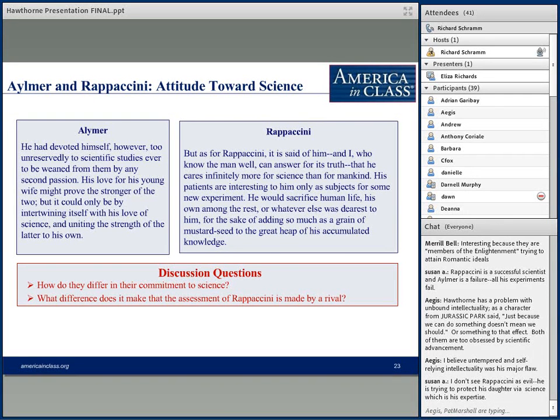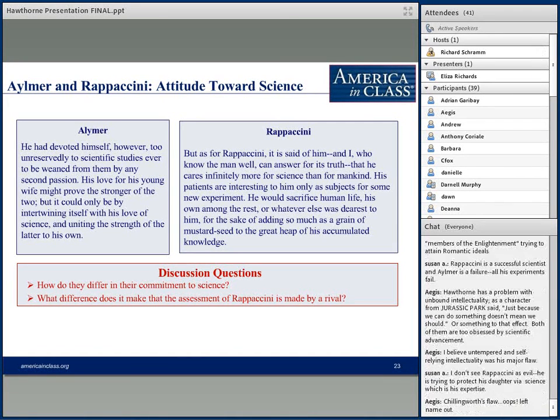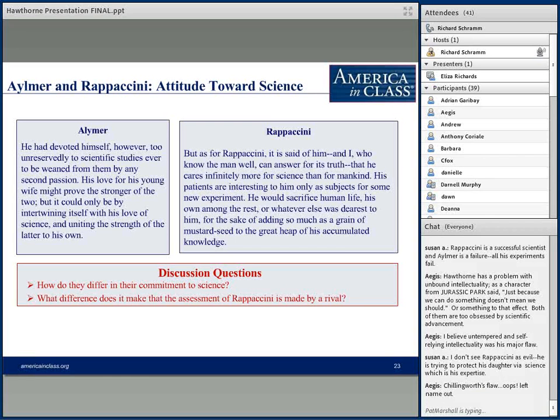Rappaccini is a successful scientist, and Aylmer is a failure. All his experiments fail. Hawthorne has a problem with unbound intellectuality. As a character from Jurassic Park said, just because we can do something doesn't mean we should, or something to that effect. Both of them are too obsessed with scientific advancement. I believe untempered and self-relying intellectuality was Rappaccini's major flaw. I don't see Rappaccini as evil. He is trying to protect his daughter via science, which is his expertise.